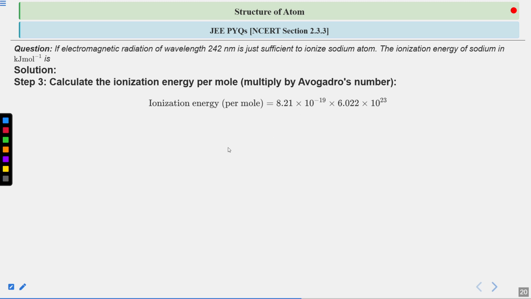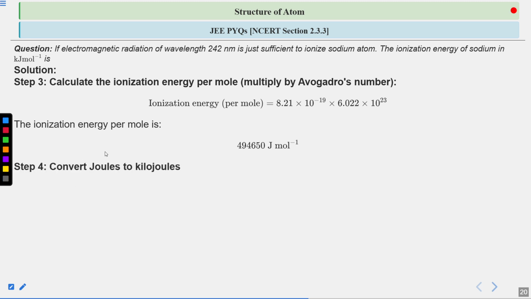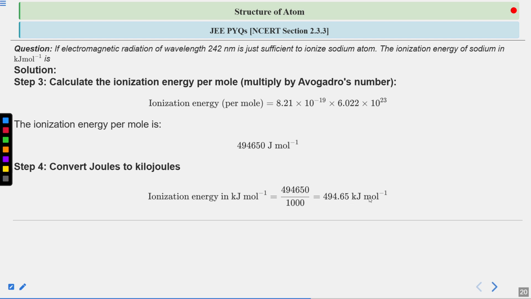So this is equal to the ionization energy per mole. Now when you solve this product, it will give us the value. The ionization energy per mole is going to be 494650 joule per mole. Now you have to tell your answer in kilojoule per mole, so you just have to convert it. When you convert it from joules to kilojoules, the ionization energy in kilojoule per mole will become the quantity in joules divided by 1000. This will be 494.65 kilojoule per mole, and this is going to be our correct answer for the given question.